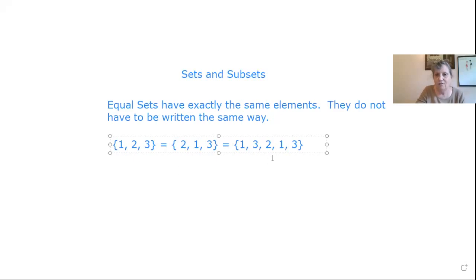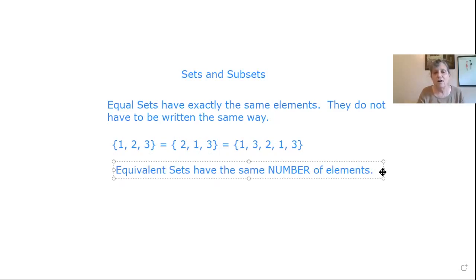In spite of the fact that this last set has the elements 1 and 3 each listed twice, it still has no elements that are not in the other sets, and it doesn't lack any of the elements that are in the other two sets. It contains the elements 1, 2, and 3.